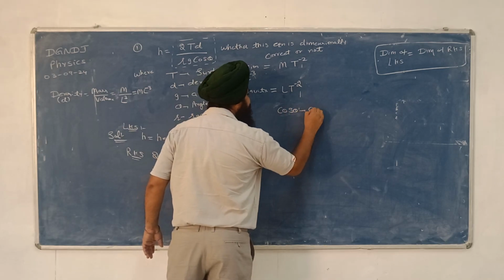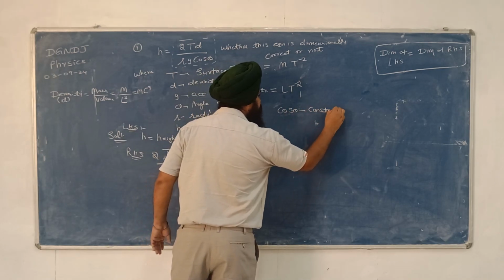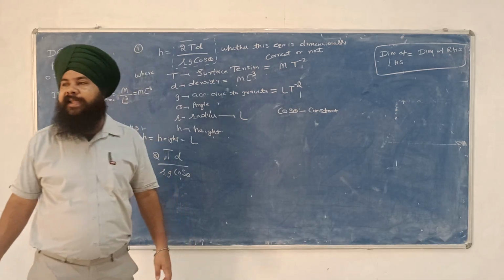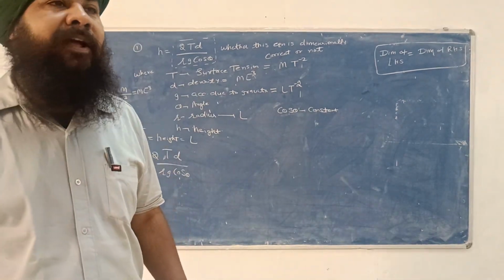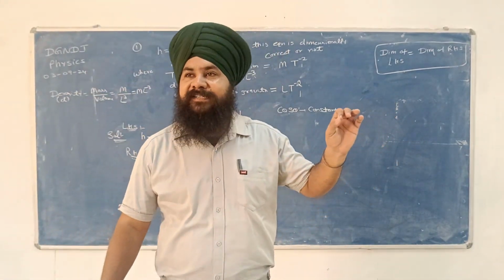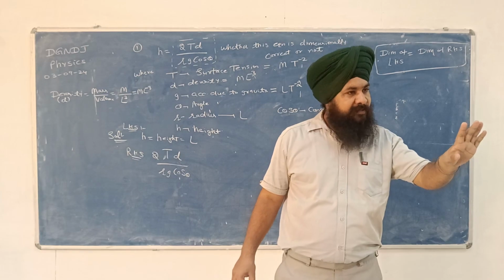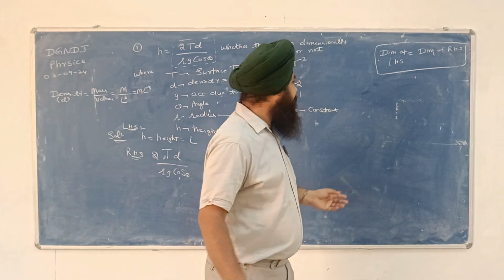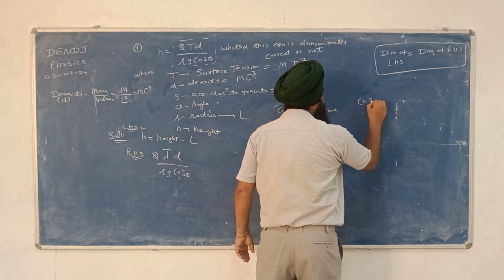Cos theta as a whole is a constant. Constant means it does not have any dimensional formula and does not have any units. Are you getting my points? समझ आ रहा है आपको? समझ आ रहा है कि नहीं आ रहा? ठीक है ना? जैसे मैं कहता हूँ, let us say I will say cos 30.